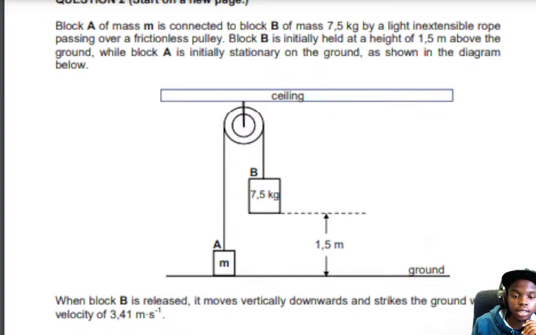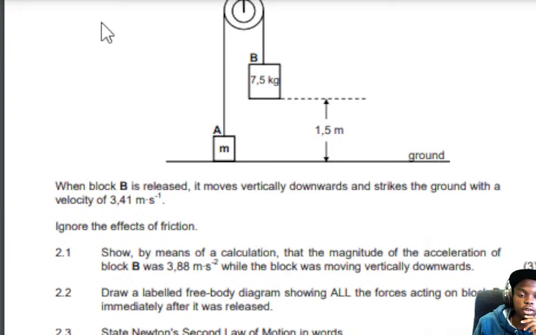They say when block B is released, it moves vertically downwards. So block B moves downwards, which means block A will move upwards. Once that happens, this one will touch the ground, and this one will stop somewhere in the air once the 7.5 reaches down. And it says it strikes the ground with a velocity of 3.41 meters per second.